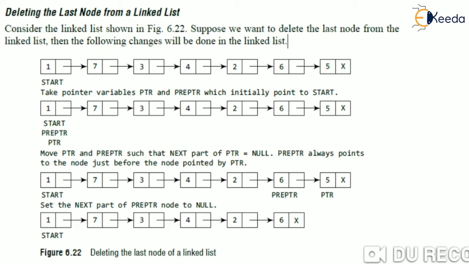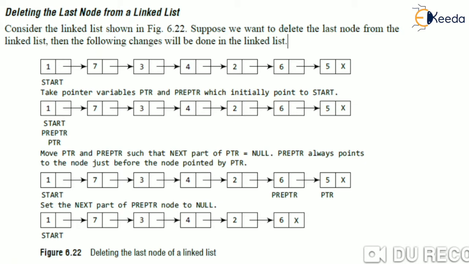And once we get the null, we just free that particular pointer. Set the next part of the pre-pointer node to null.